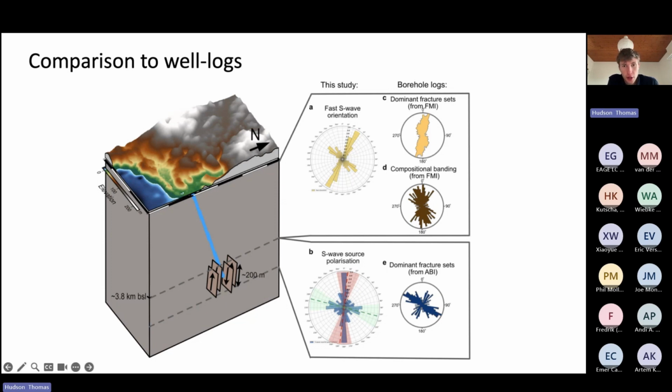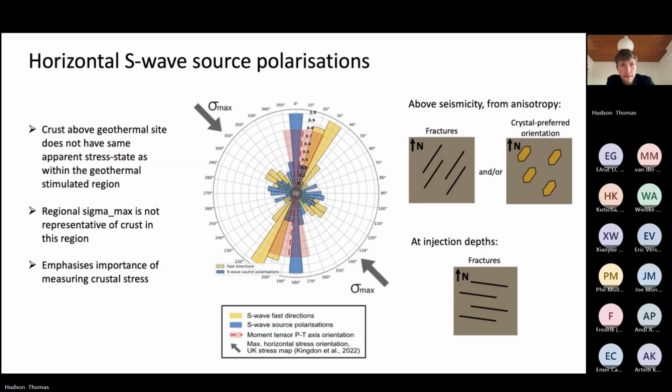Then as we move up and look at our anisotropy results, we see fast directions that strike roughly 20 to 30 degrees from north, and that fits really nicely with the dominant fracture sets from the well logs from FMI imaging. So it really gives us some confidence that we have this switch in stress state at the injection site versus in the overlying crust. And I guess this just summarizes it in a different way, but I will skip over that because I think I've already described this slide.